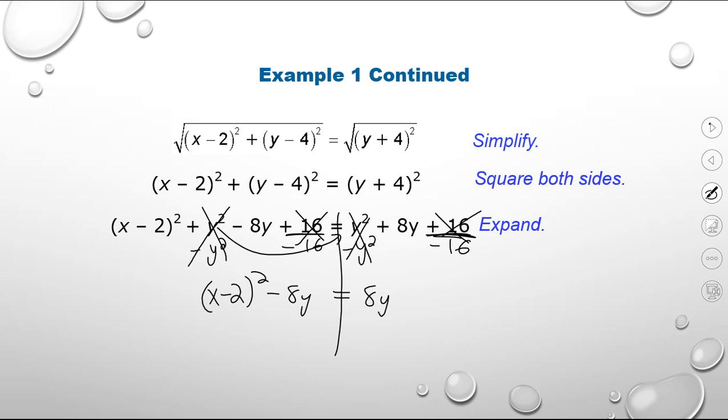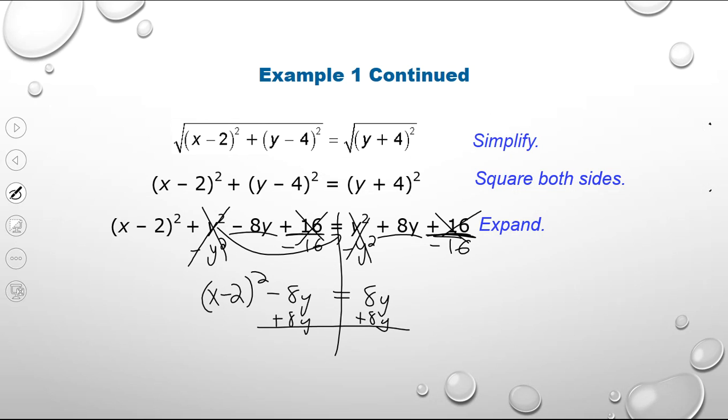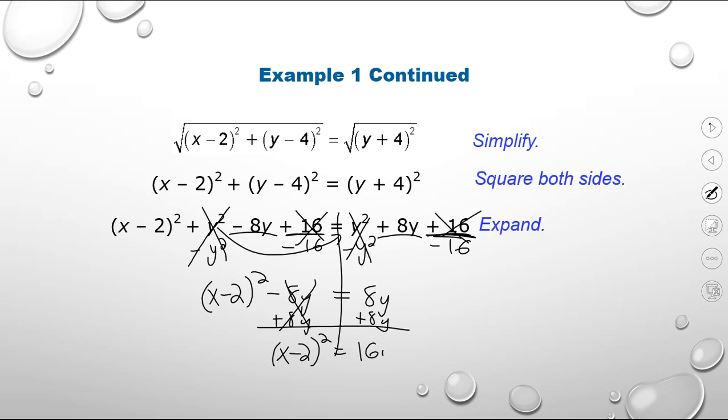Now we're nearly there. Notice we can't cancel the 8y's because this is a positive 8y and this is a negative 8y. So they don't cancel like the y squareds and the 16 do, because 8 is not the same as negative 8. So that's why they're still here. Well, we can combine our y's. We can add 8y to both sides and end up having x minus 2 squared equal to 16y.